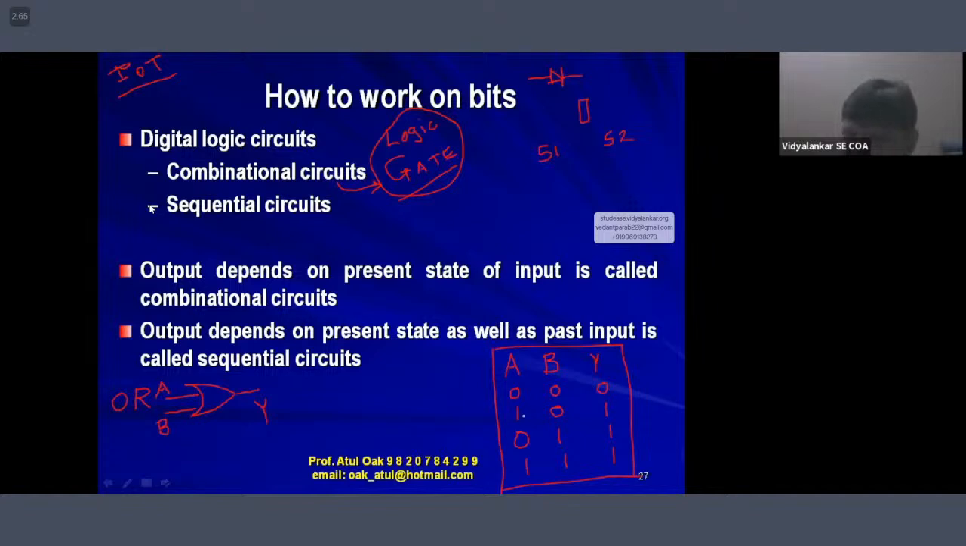Okay, and what we observe is that when one of the inputs is 1, my output is 1, and when both the inputs are 0, my output is 0. This table is called a truth table. T-R-U-T-H table, truth table. That is a label, or I can say a description of this particular table.